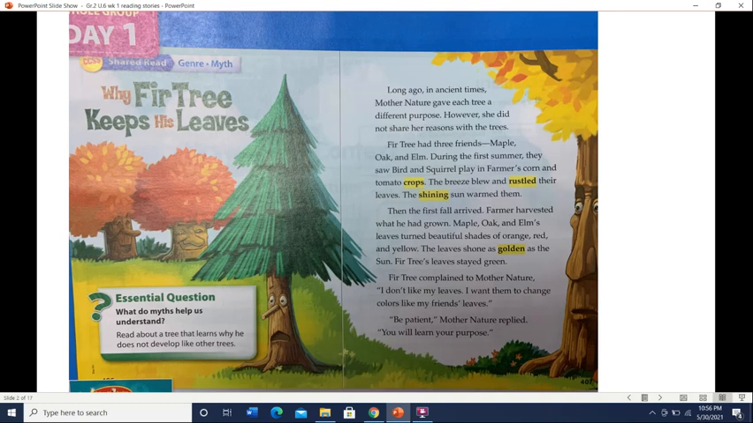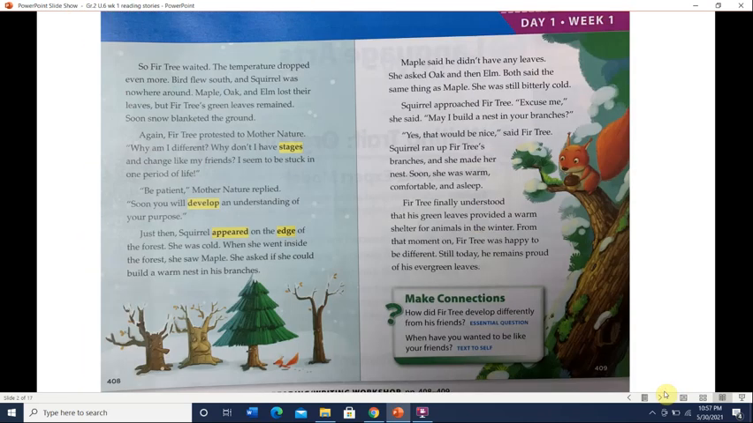So did fir tree like staying green? No, he didn't like it. He was very angry and he went to complain. He said, Mother Nature, I want to change my leaves. Why am I not changing the leaves like my friends? So what did Mother Nature say? She said, be patient. Remember the word patient means to wait. You will learn your purpose. You will learn why your leaves did not turn or change colors. Okay? On page 408. So fir tree waited.